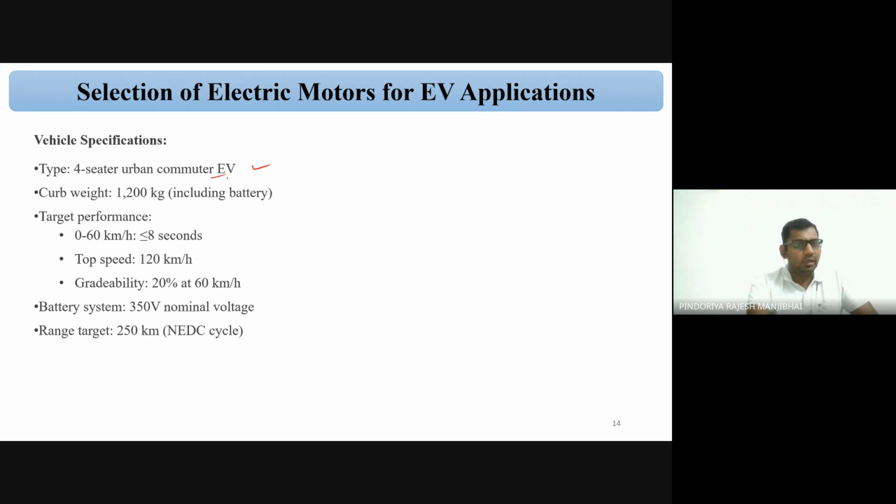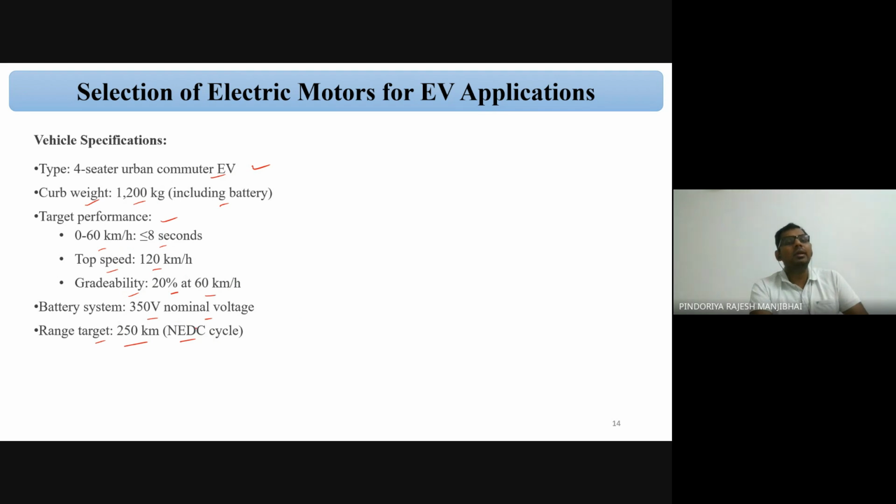an urban commuter electric vehicle. The car weight, otherwise the curb weight, is 1,100 kilograms including the battery. So overall, your vehicle weight is 1,200 kilograms. Target performance: 0 to 60 kilometers per hour in less than 8 seconds. Okay, top speed 120 kilometers per hour, which is a practical range. Gradability 20% at 60 kilometers per hour. Battery system: 350 volt nominal voltage, and the range target is 250 kilometers on the NEDC cycle.